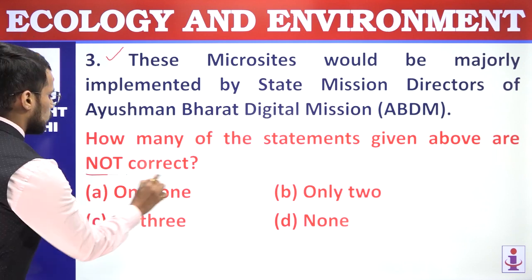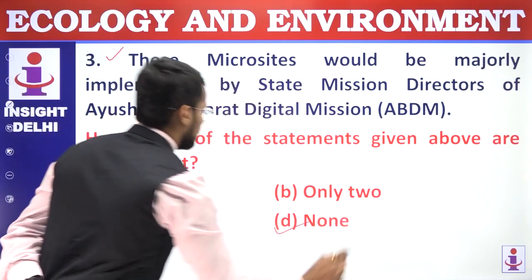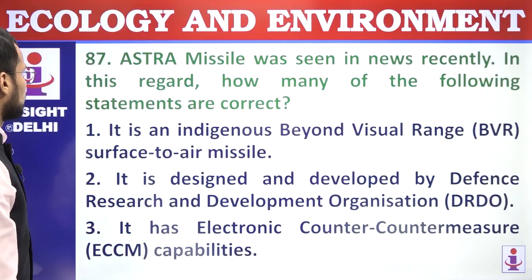We are supposed to find out which statements are not correct. None of them is not correct. Answer is D, none.